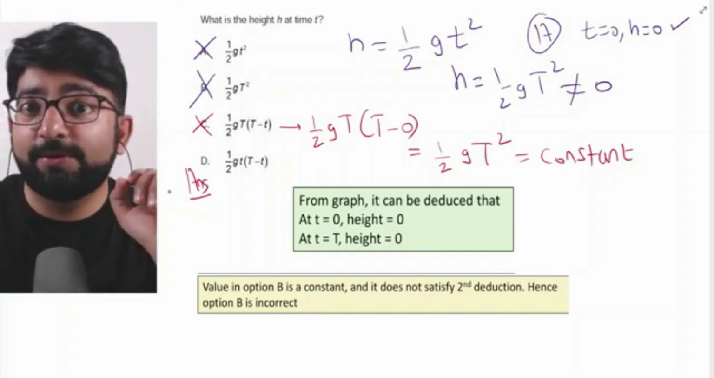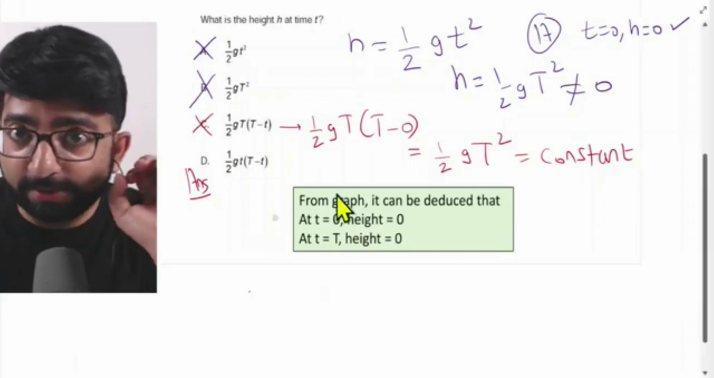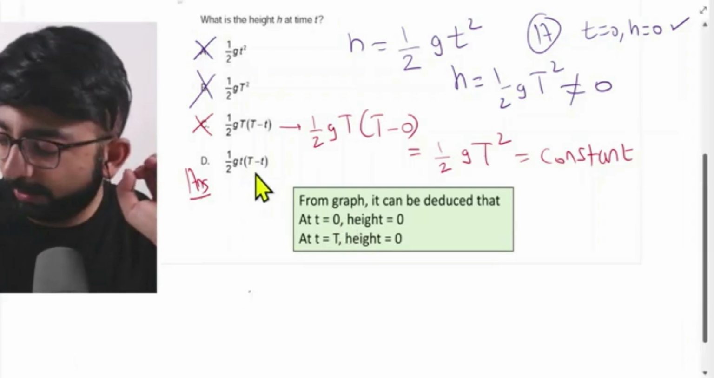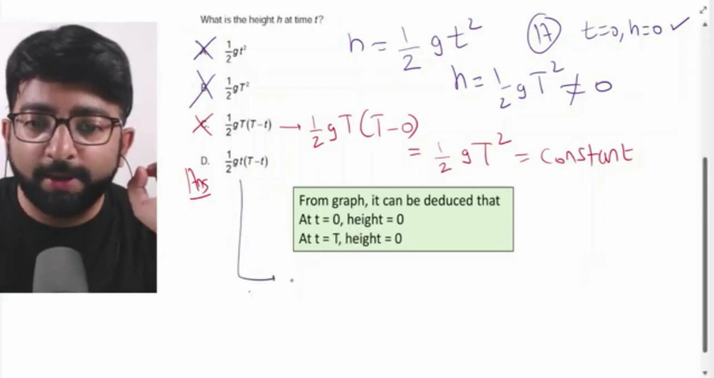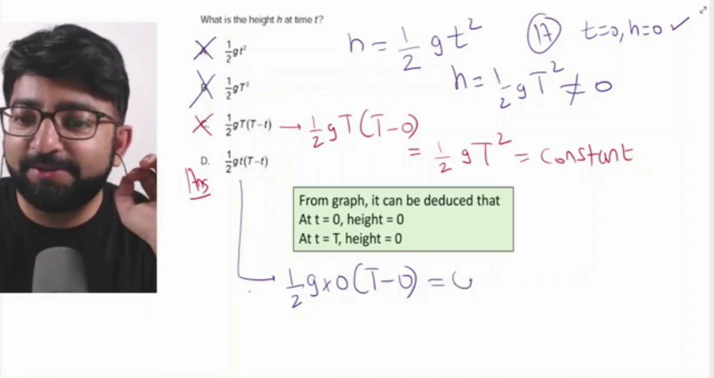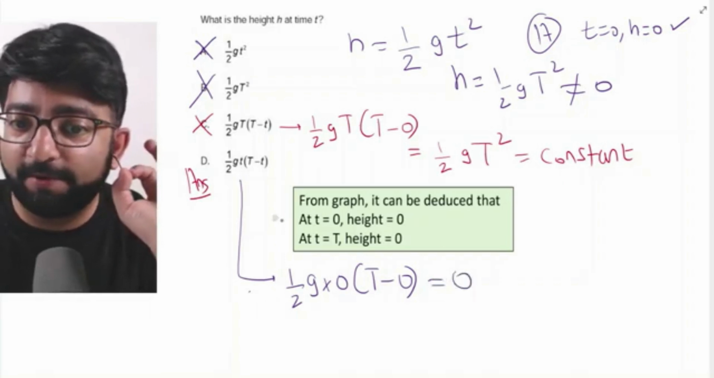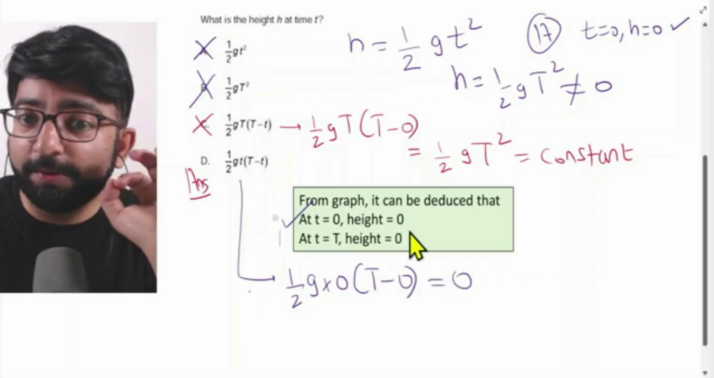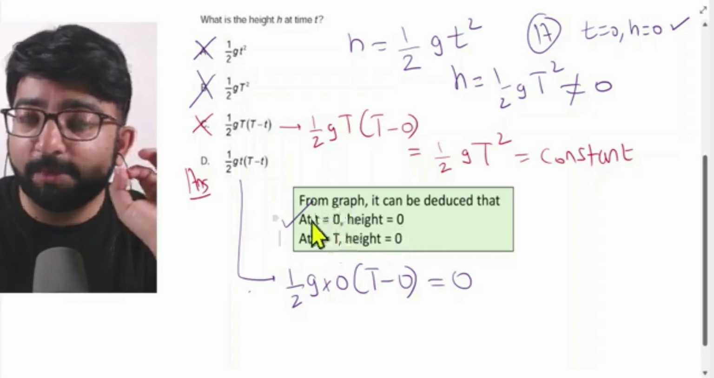But still, let us analyze why option D is correct. So let us try to put t is equal to 0 in this expression. Option D, it will become half g into 0 into capital T minus 0, which when simplified, it is just 0, which means it is satisfying the first condition, which is the height needs to be 0 at the starting point. Time t is equal to 0.